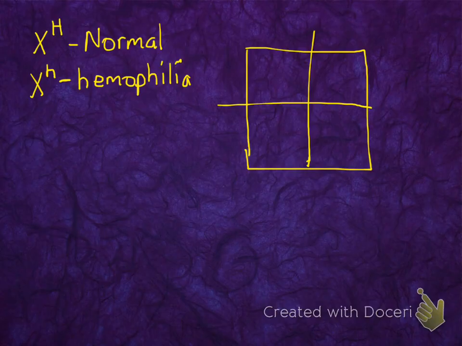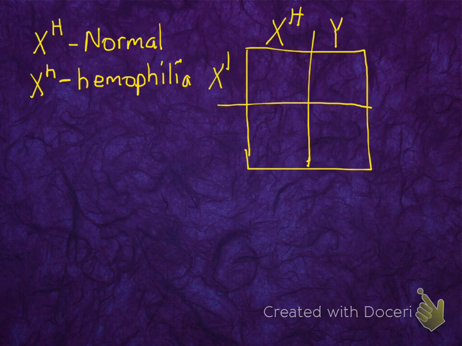The father, it said, was X capital H, Y. Now notice the Y does not have a superscript on it because the Y doesn't carry this trait. It's only found on the X chromosome. So dad only has one X chromosome, hence he only has one. Okay, mother, we have X capital H, X little h. Females have two X's, so each X is always going to have this letter for the sex-linked, X-linked traits.